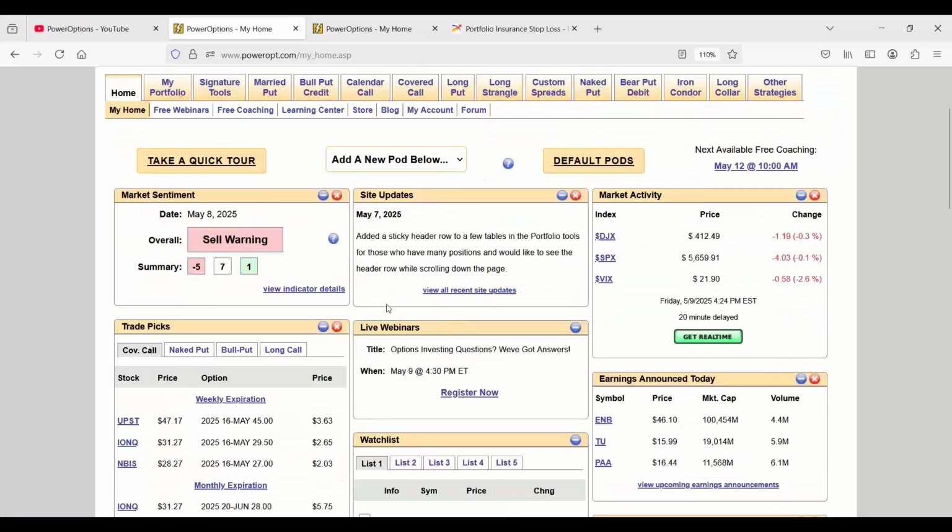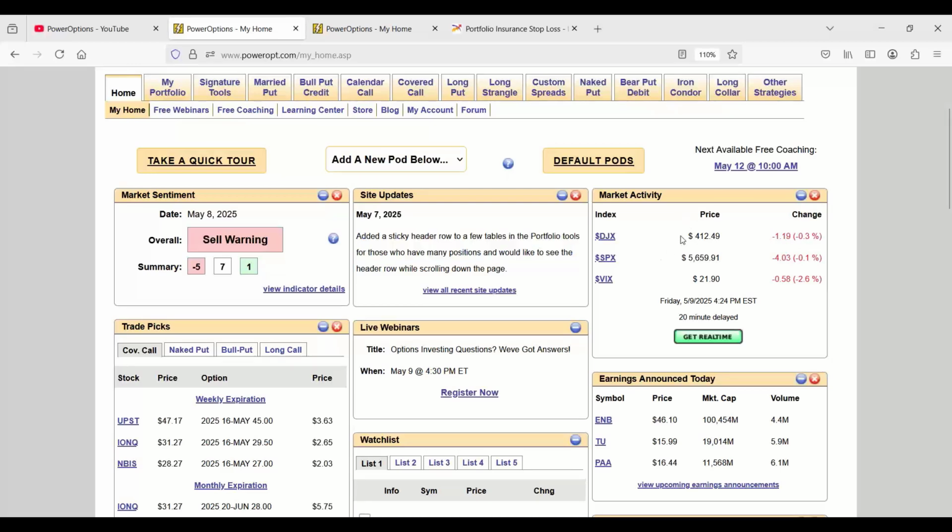Also on that main home tab, this is where you can have the pod set, the market sentiment tool, recent site updates. So we'll take a look at that in a minute. Added a sticky header to the portfolio tools so that if you have a large portfolio as you're scrolling down, now the headers continue down with you so you can follow along with each section that you're in.